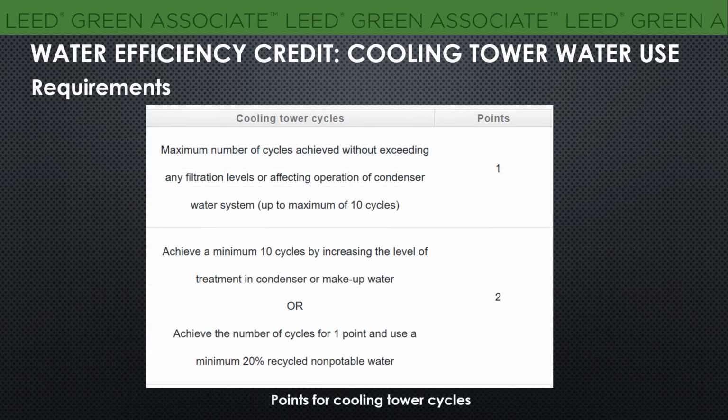This table shows the points for cooling tower cycle. For example, if maximum number of cycle achieved without exceeding any filtration level or affecting operation of condenser water system up to maximum of 10 cycle, you can achieve 1 point. If you achieve a minimum 10 cycle by increasing the level of treatment in condenser of makeup water, or achieve the number of cycles for 1 point and use a minimum of 20% of recycled non-potable water, you can earn up to 2 points.